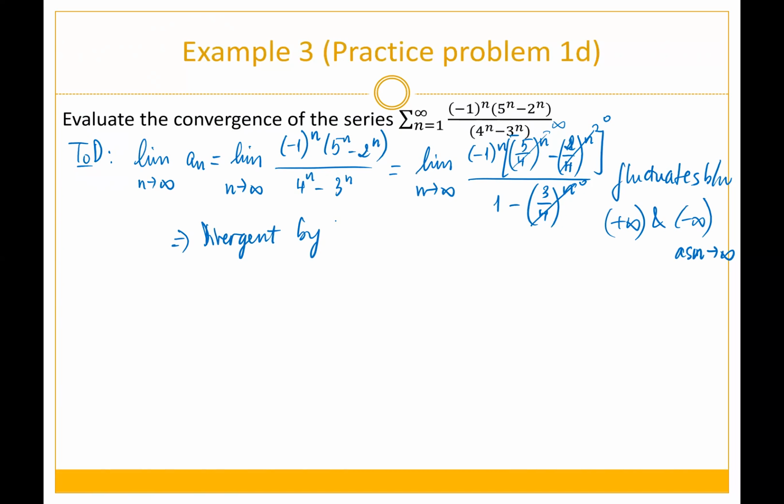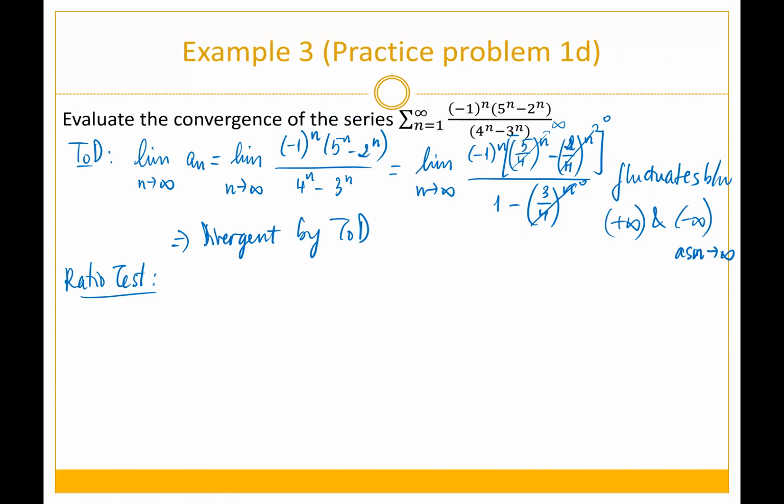by the test of divergence. So remember, the test of divergence says for any series, if you find the limit as n approaches infinity of the sequence, and that limit does not give you 0, then it is divergent. But now we can use a ratio test to solve this.